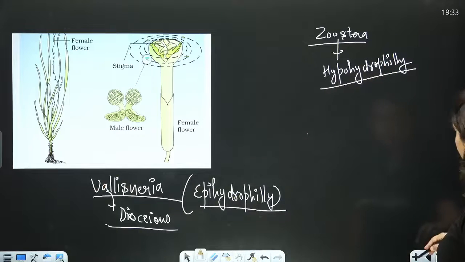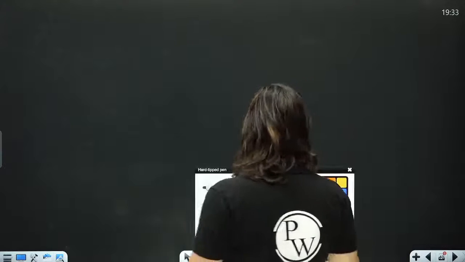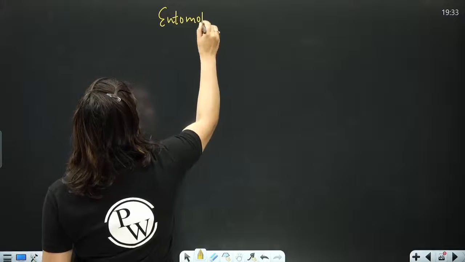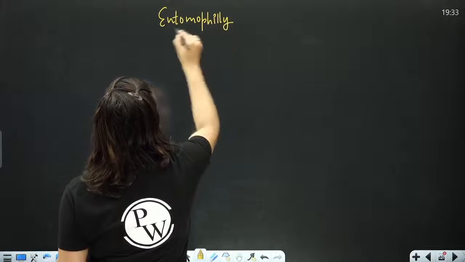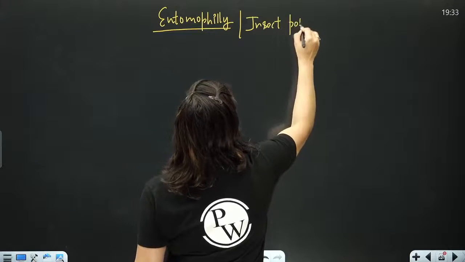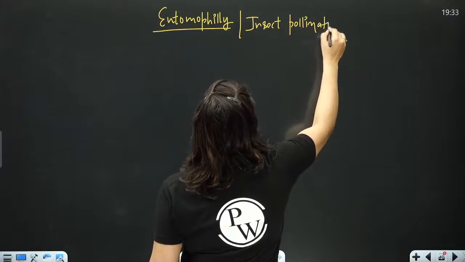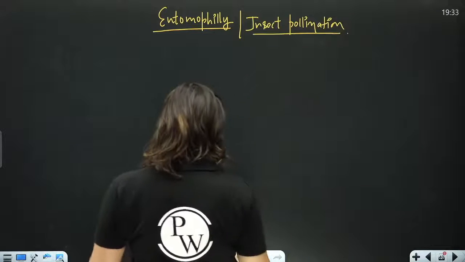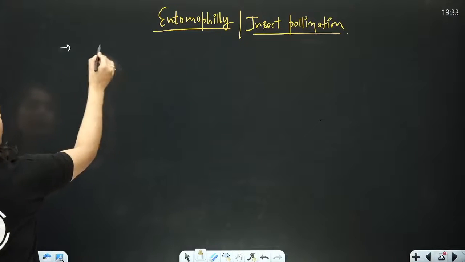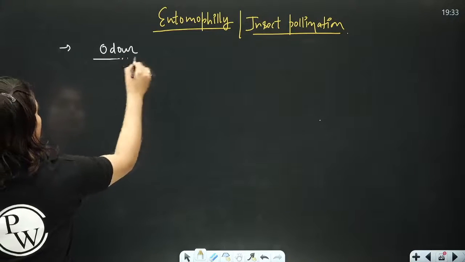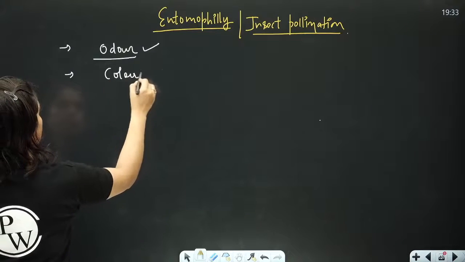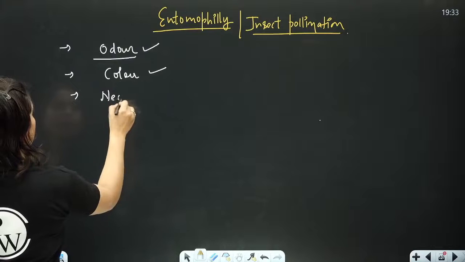Okay. And now comes the most important one, that is entomophily, or insect pollination. This is the most common type. What are the features? The flowers will have an odor, that is a smell. They will have color. They will have nectar.